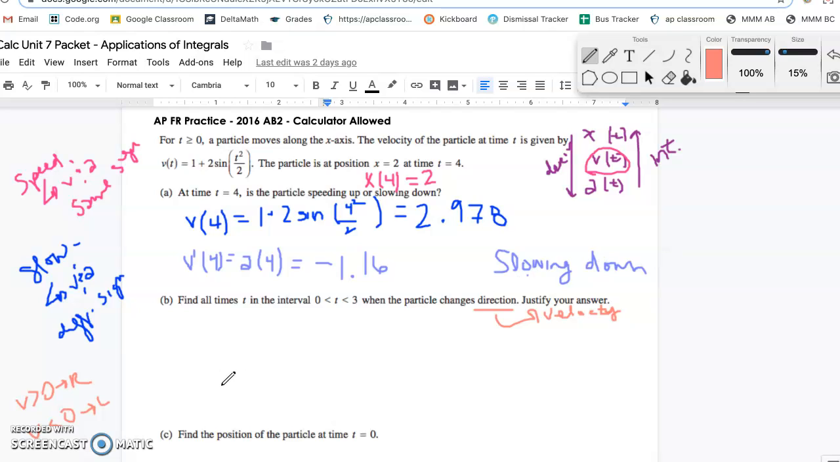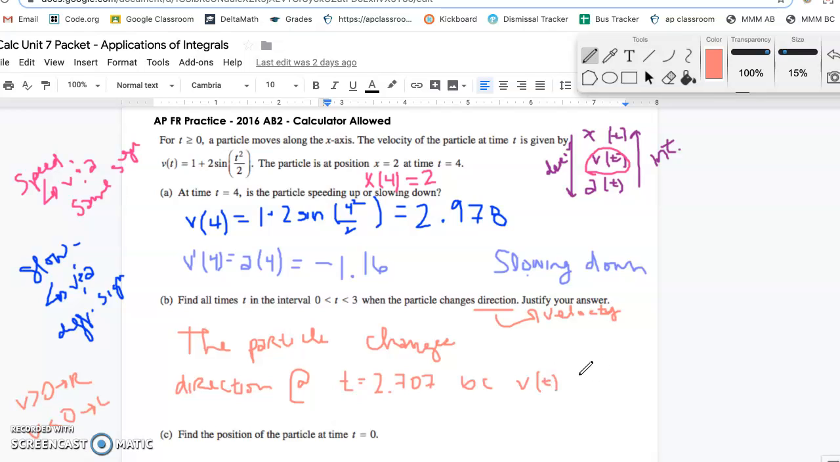So I'm just going to say the particle changes direction at t equals 2.707 because, and I'm writing out the word because, I'm just doing it slowly since I'm so slow on this screen recording, because velocity, so v of t, changes signs.